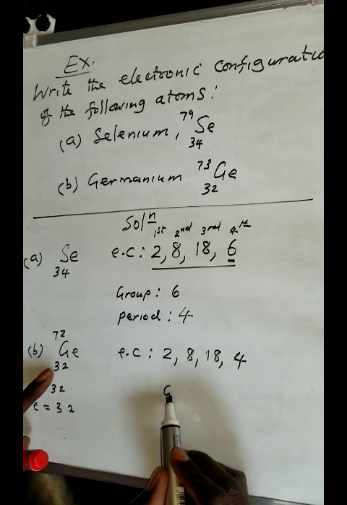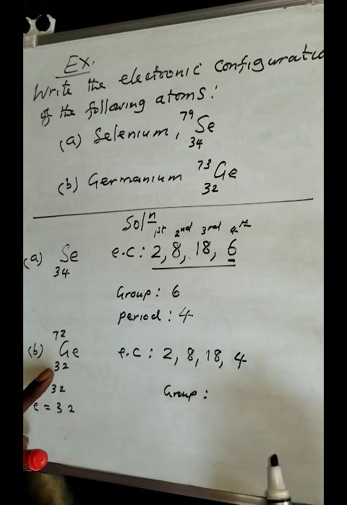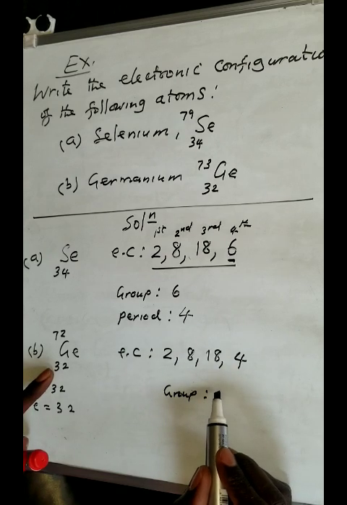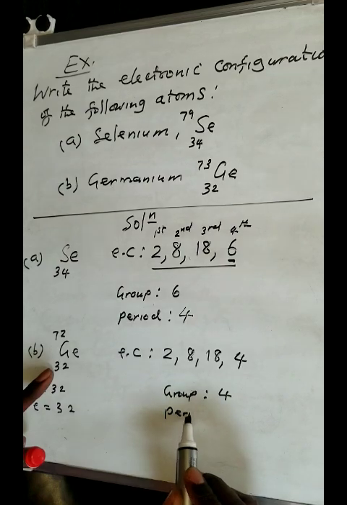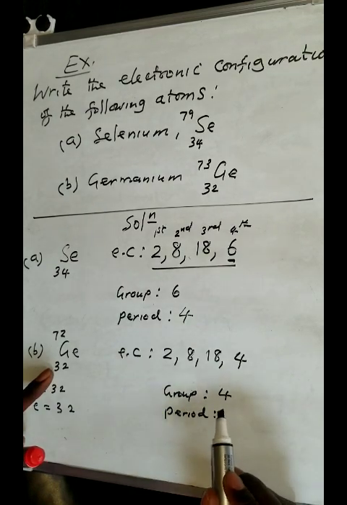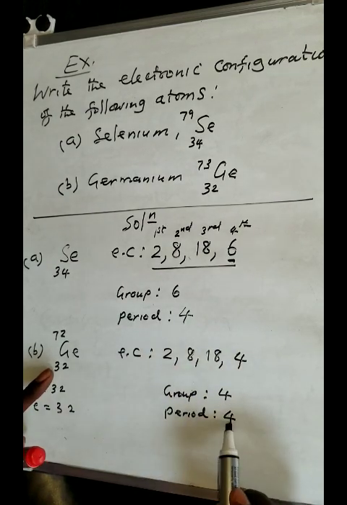All right? I hope you are getting it. In which group does this belong? It is simply group 4 because it has 4 electrons in the outermost shell. In which period does it belong? It is actually 1, 2, 3, 4, period 4 as well.